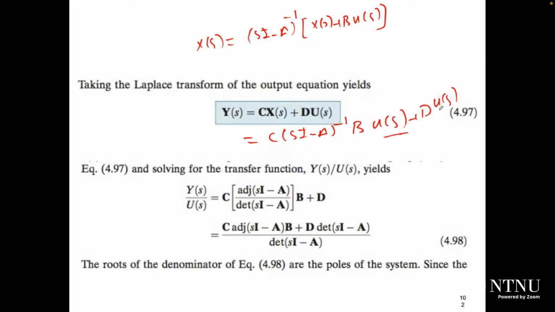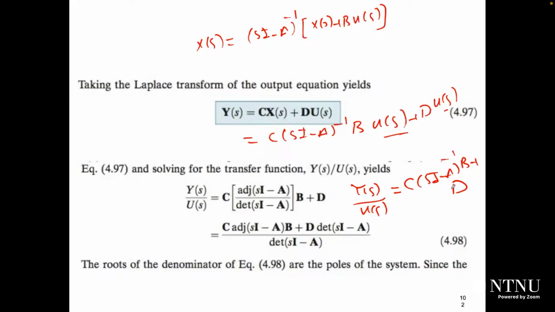Take U(s) as a common factor and divide both sides by U(s). So the transfer function Y(s) divided by U(s) will be C multiplied by (sI minus A) inverse B plus D. This will be my transfer function.